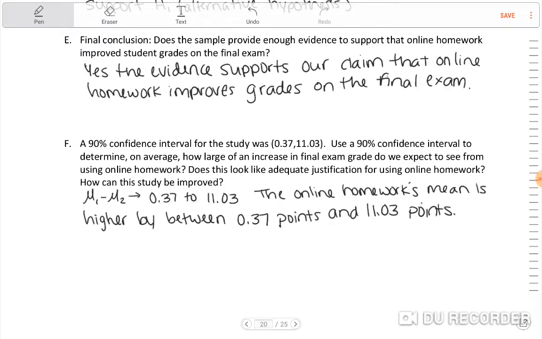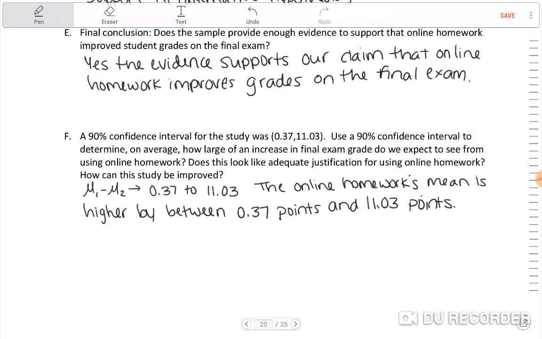Okay, so that's the first thing. On average, how large of an increase in the final exam? Does this look like adequate justification for using online homework? How can this study be improved? I would say no, this is not adequate justification.